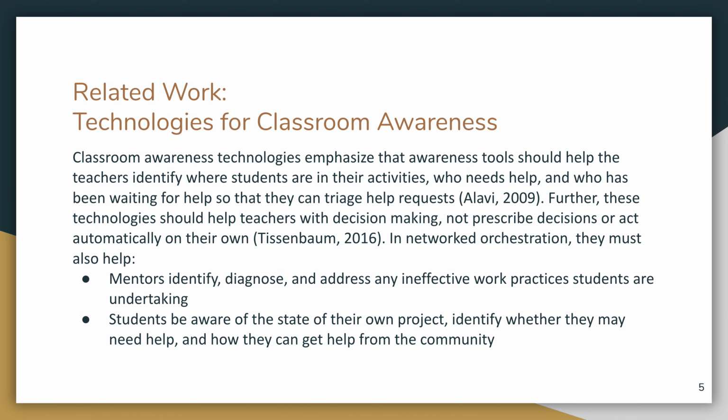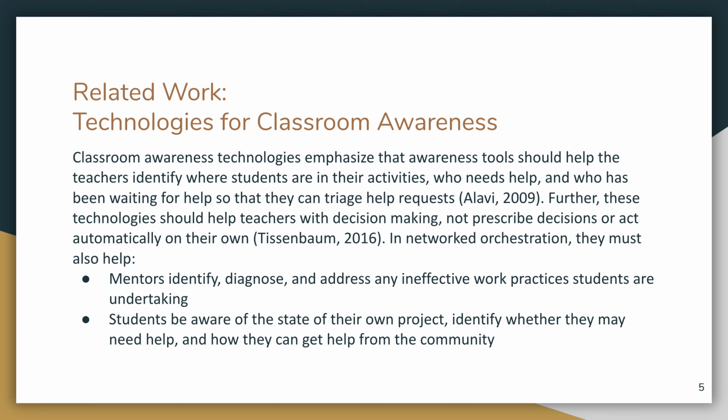So broadening a little bit to talk about classroom awareness, what we find is that many classroom awareness tools emphasize that teachers should be able to identify where students are in their activities, who needs help, and how they can triage based on who might be waiting the longest, for example, or depending on how many people are needing help with the same thing. Further, these technologies should be ones that are not prescriptive. They should be ones that help in decision-making processes, but not be automated or prescriptive, because the teacher knows best what to do.